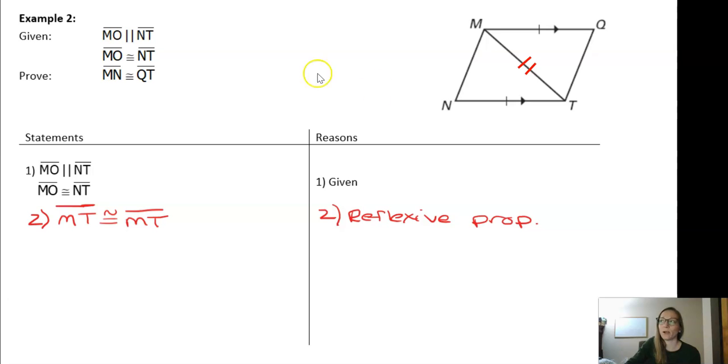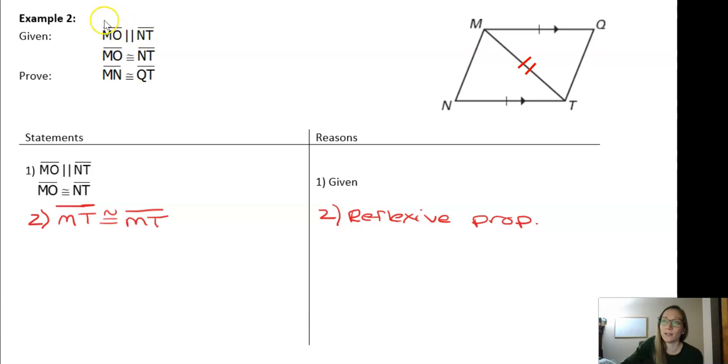Once I have the reflexive property, now I have two pairs of sides. Now, in the end, I'm trying to prove that MN is congruent to QT. If I'm trying to prove these two segments congruent, there's no way to do it without proving the triangles congruent, because these two segments have nothing in the given that would allow us to prove them congruent. So I first need to find something else so that I can prove the triangles are congruent.